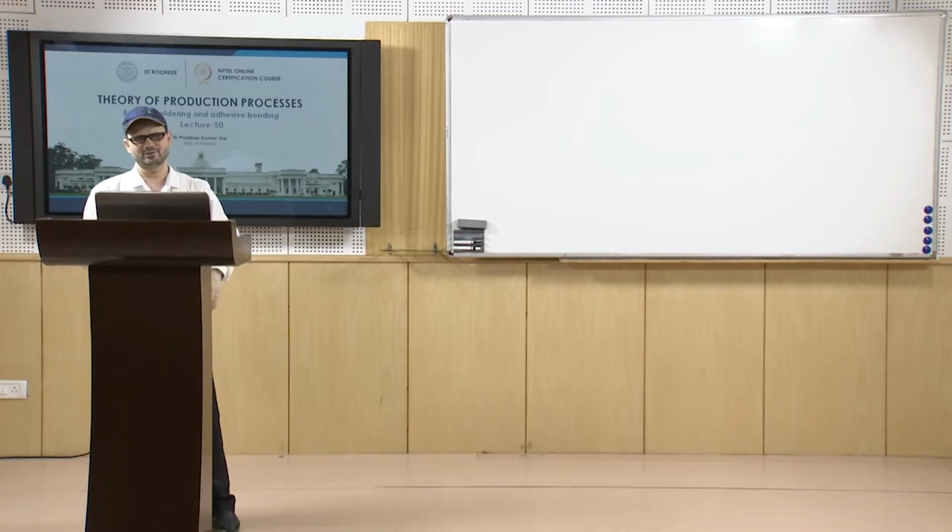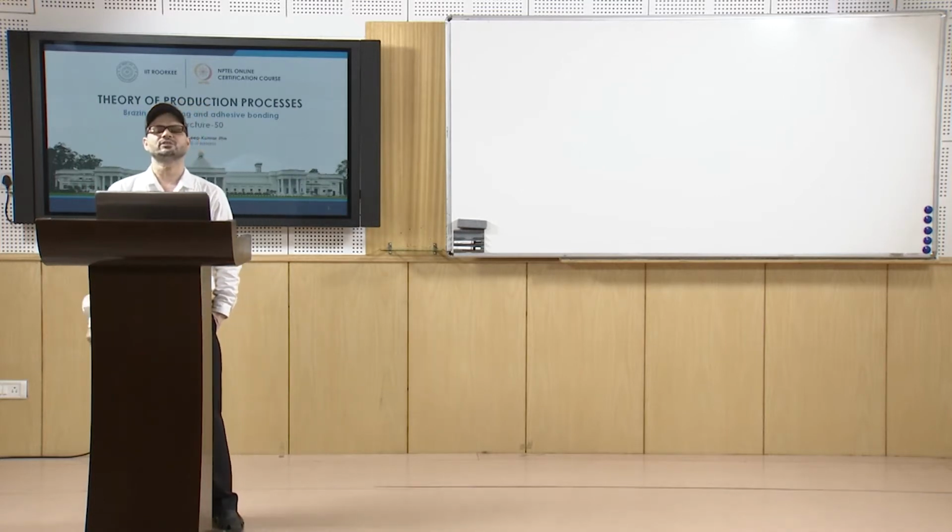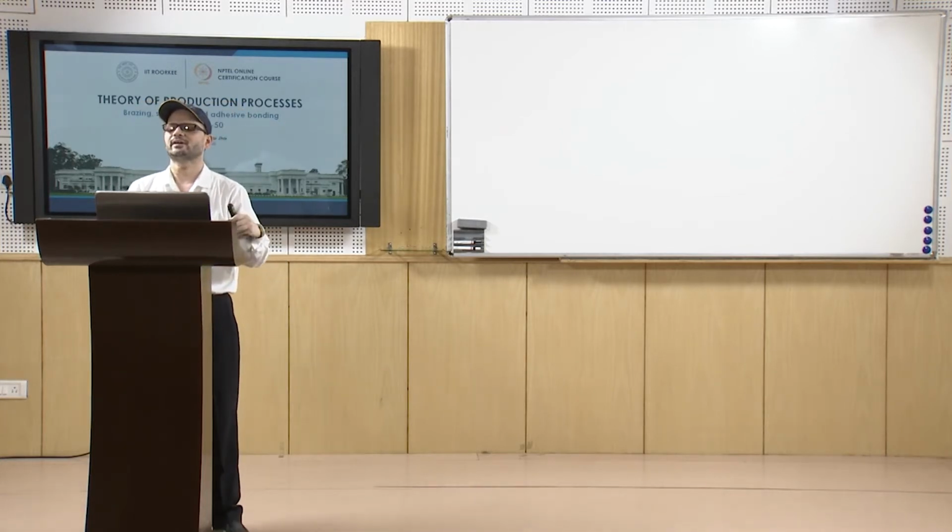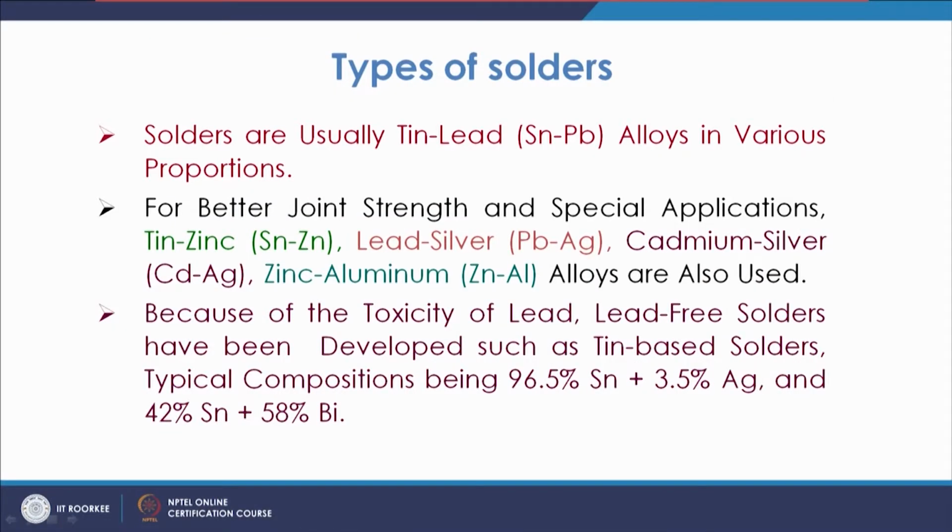Now, for better joint strength and specific applications, as we discussed, tin zinc, lead silver, cadmium silvers, zinc aluminum alloys are also used as the solder material. However, because of the toxicity of the lead, lead free solders have been developed like tin based solders, normally 96.5% of tin plus 3.5% Ag, or 42% tin plus 58% bismuth. So, they are used for basically ensuring that there is not much of the presence of lead because of the environmental concerns.